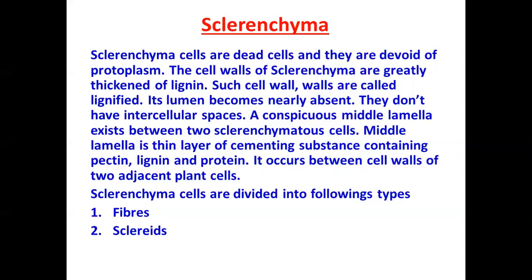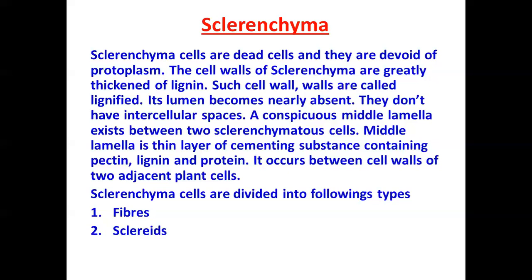Now, what is lignin first of all? Lignin is a complex polymer which acts as a cement and hardens the cell wall. It provides flexibility and great tensile and compressional strength. A high tensile strength means that it does not break easily on stretching, and a high compressional strength means that it does not buckle easily. So that is the role of lignin.